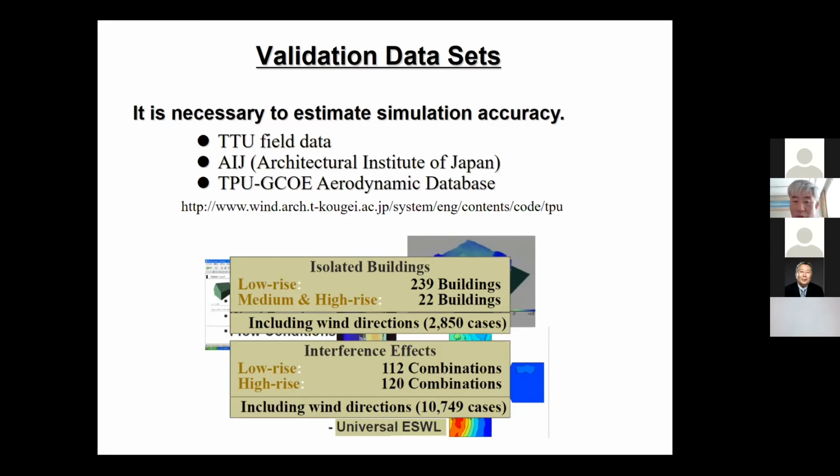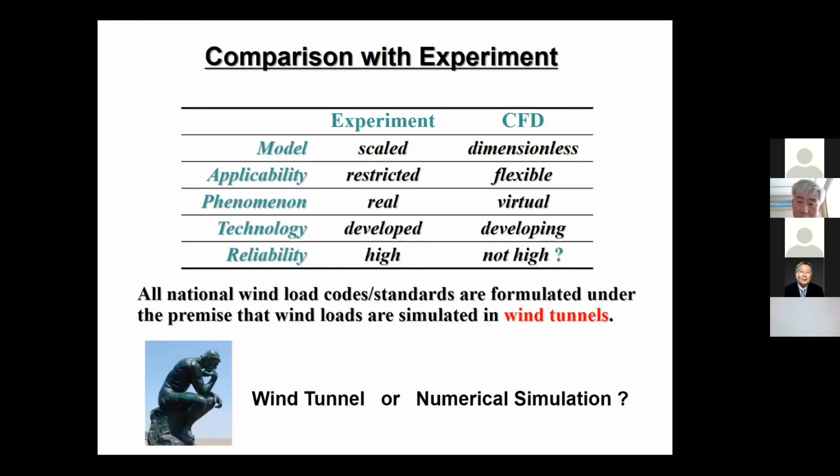And also the TPU data, which Professor Tamura just introduced. They have a lot of databases that are open and disclosed to the public. So we can go to their website and check them to evaluate our numerical simulation results. Okay, so finally, because I introduced both experiment and CFD, when we compare these two, we will see some differences between them.